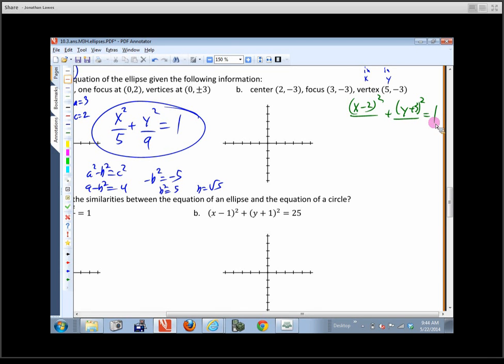Right? Okay. Now, I've got a graph right here because this is going to be helpful. A lot of times it's good to sketch these. So 2, negative 3 right there. There's the center. Focus is at 3, negative 3. And a vertex at 5, negative 3.